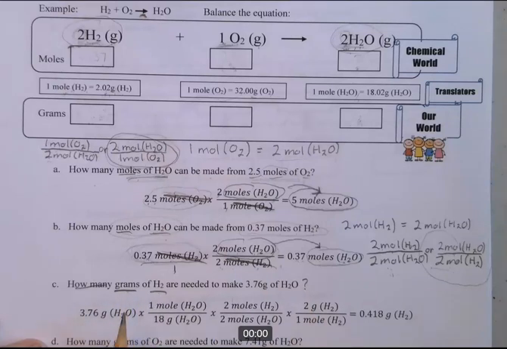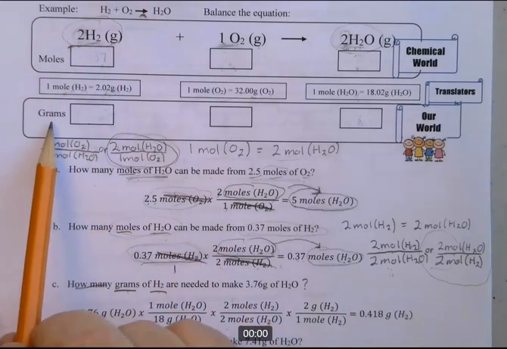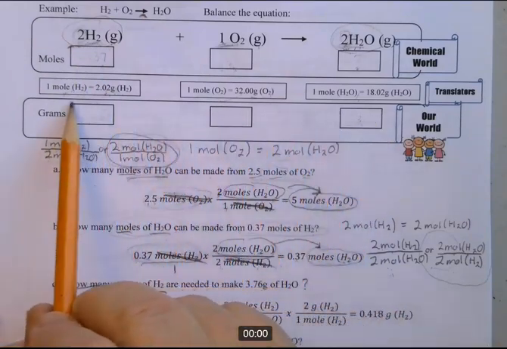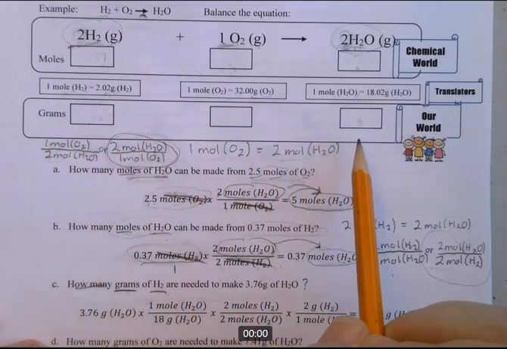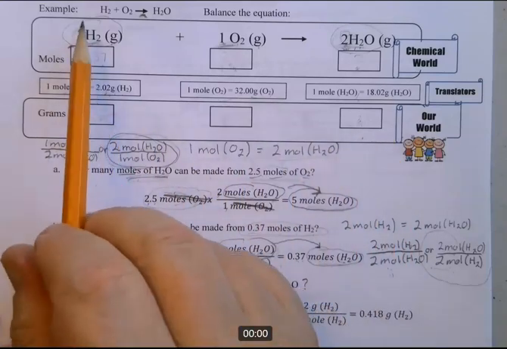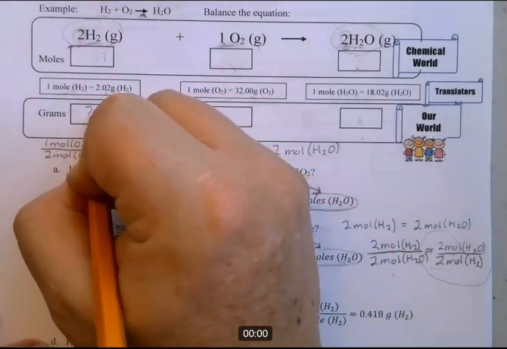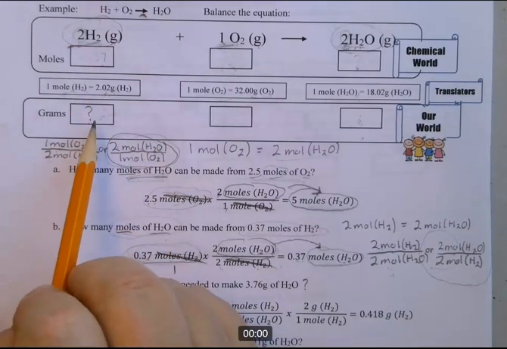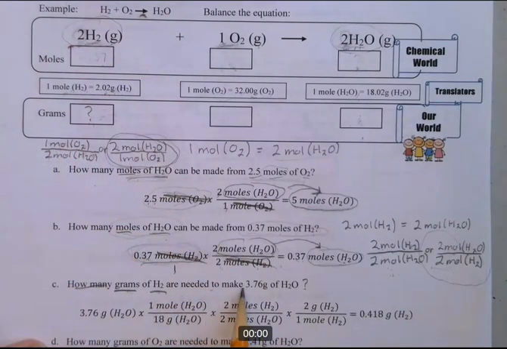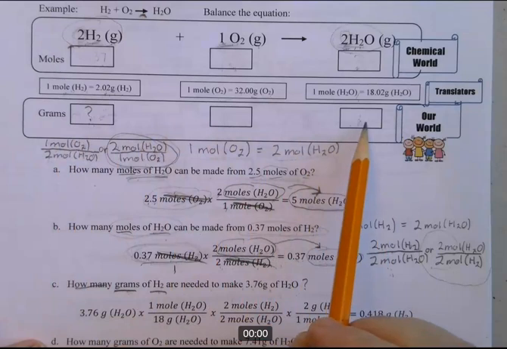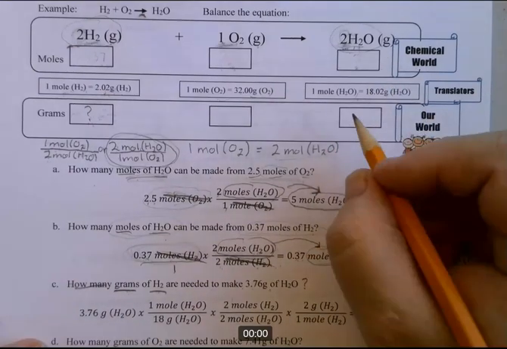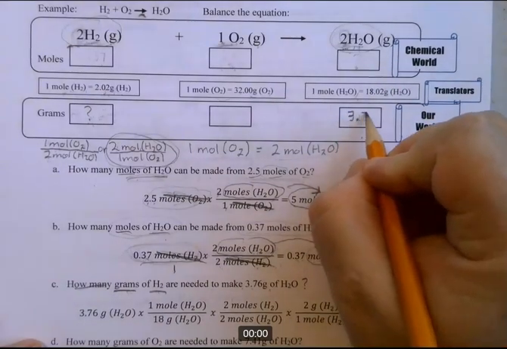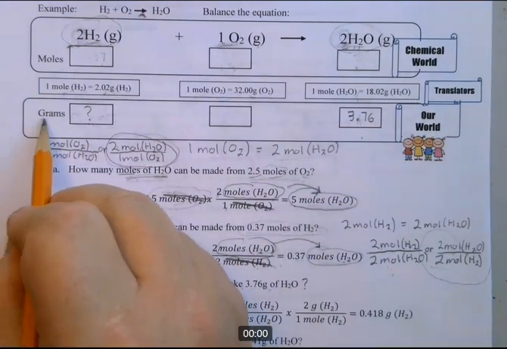Grams of H2. So I come up here, here's the H2 column, and now we're out in our world. We've just measured, or we want to know how many grams we're going to need to make a certain amount of water. So we're in grams, and we're below H2, and that's our question mark. We're trying to find out how many grams of H2, that number right there, are needed to make 3.76 grams of H2O. So again, we're in the grams row down here. This is our world. This is something we can weigh on a scale. And we're under the H2O. We're in the H2O column. So I'm going to put 3.76 here. And that's in grams because it says it's in grams right there.